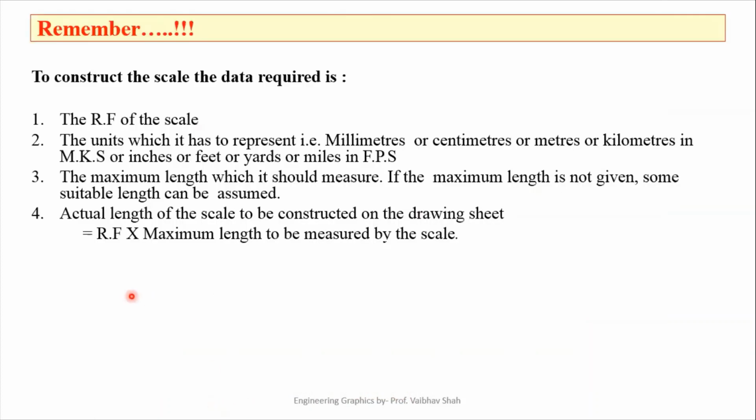Now remember, to construct the scale, the data required is, first, the RF of the scale; second, the unit which it has to represent, like millimeters, centimeters, meters or kilometers in the MKS, or inches, feet, yards or miles in FPS; third, the maximum length which it should measure. If the maximum length is not given, some suitable length can be assumed. Fourth, the actual length of the scale to be constructed on the drawing sheet, which can be found out by: actual length is equal to RF into the maximum length to be measured by the scale.